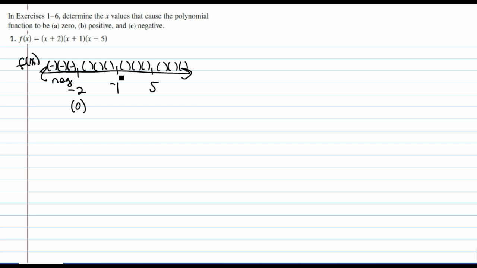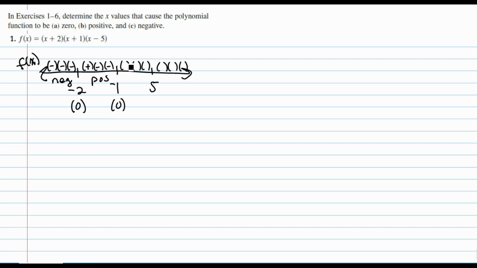How about between negative 2 and negative 1? This is where it gets a little bit more tricky. I'm going to pick negative 1.5. Negative 1.5 plus 2 would be positive 0.5. Negative 1.5 plus 1 would be negative. And then negative 1.5 minus 5 is also negative. So I have a positive times a negative, which is a negative, times another negative, which makes the end result positive. Now, if I plugged in negative 1, one of the zeros, I get 0.